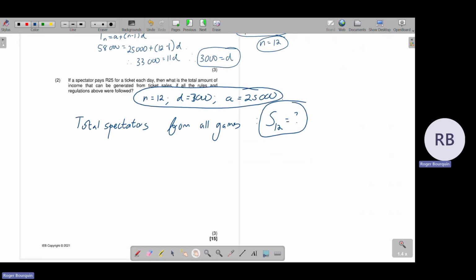So what formula will we be using, guys? Sn is equal to n over 2 times (2a plus (n minus 1)d), right? So we've got S12 is equal to 12 over 2 times (2 times a, which is 25,000, plus 12 minus 1, which is 11, times the difference, which is how much? 3,000.